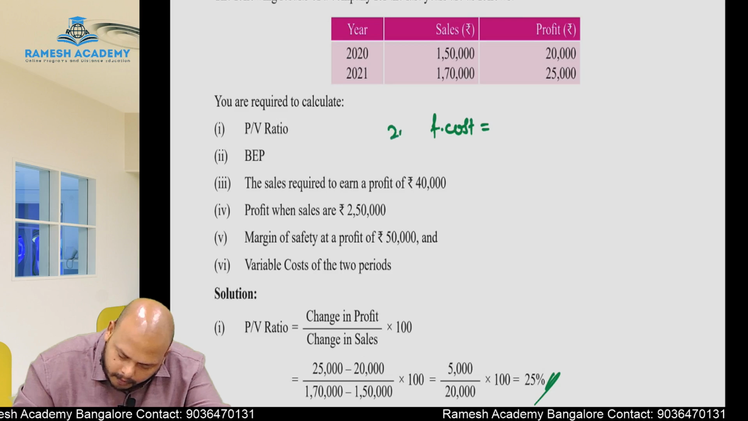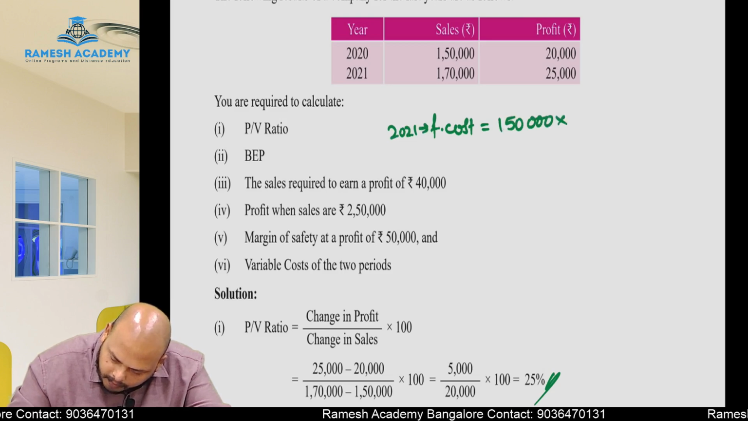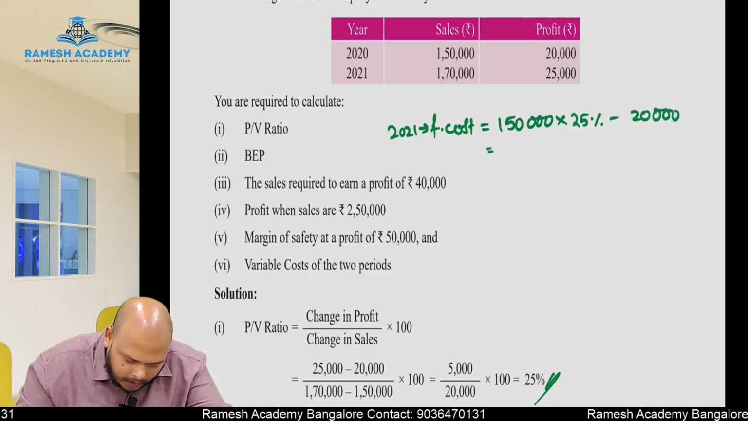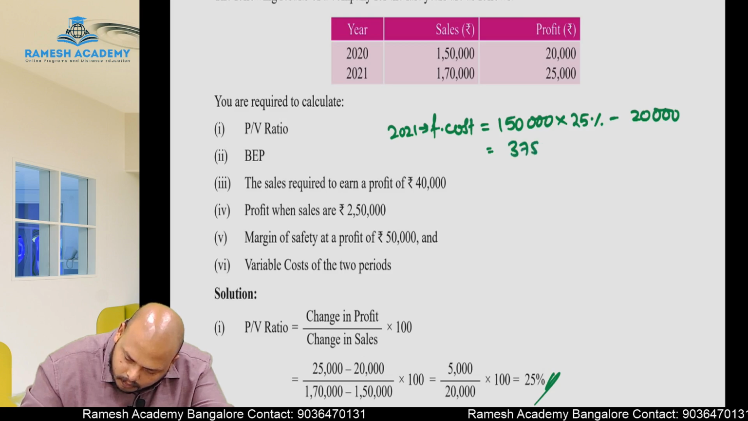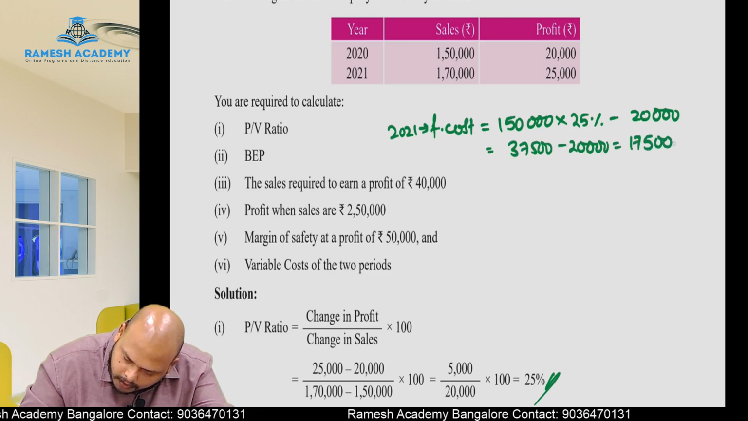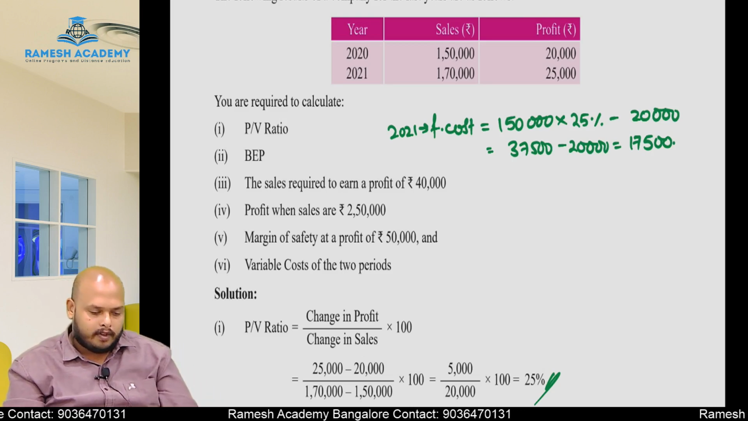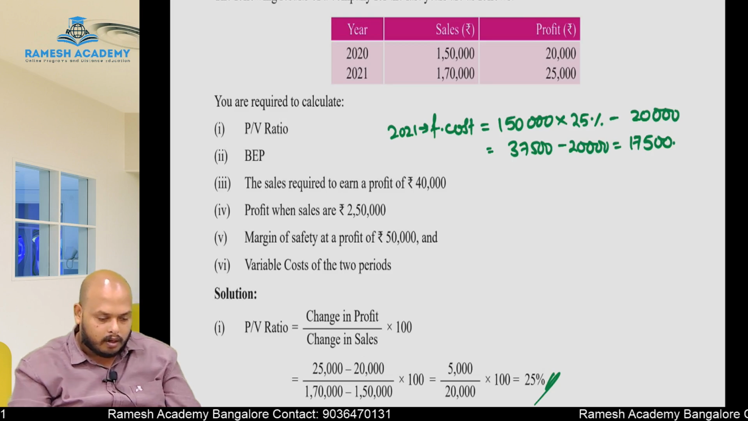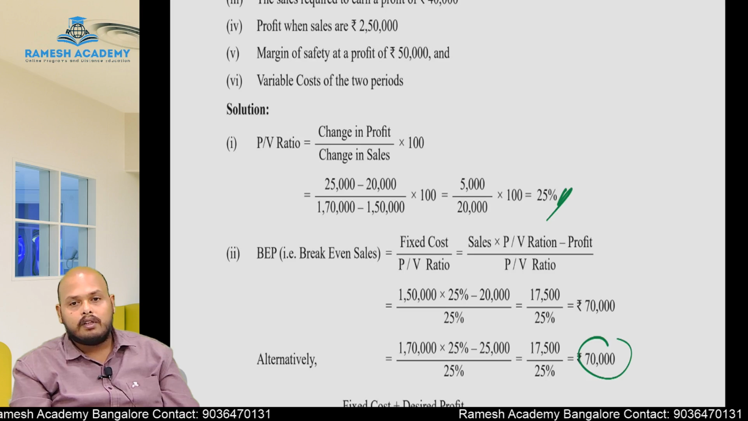So I am writing for 2021. Fixed cost I am finding from 2021. Sales into PV ratio 25% minus profit for 2020 is 20,000. 1,50,000 into 25%, 37,500 minus 20,000, 17,500 is the fixed cost. How much is the fixed cost? 17,500. Break even point is equal to fixed cost 17,500 by PV ratio 0.25. How much? 70,000 is the break even sales. Break even sales is equal to 70,000.